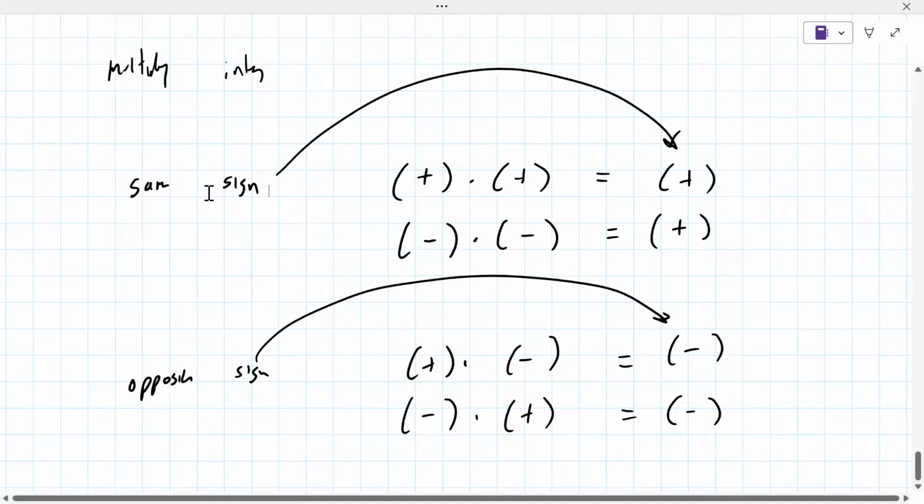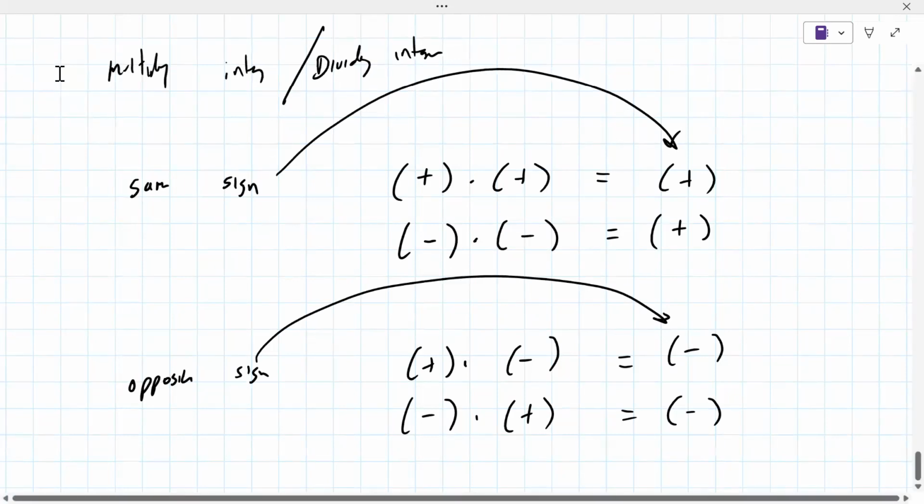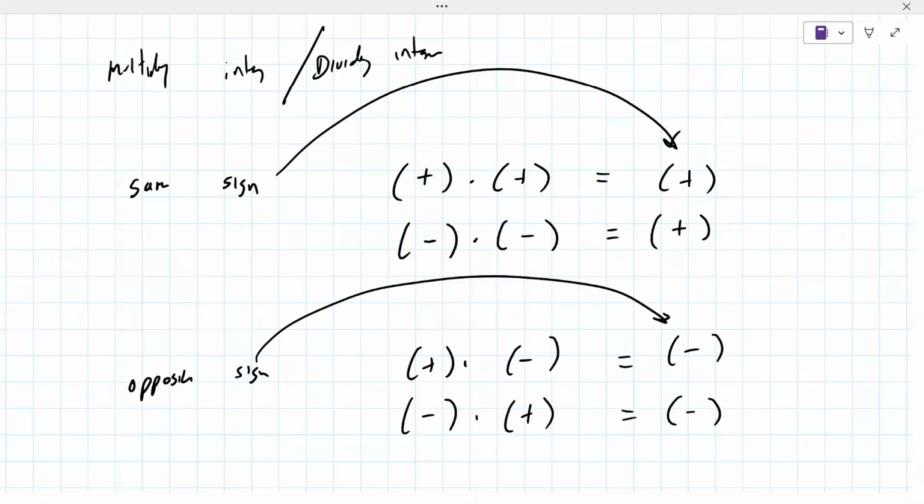Now this is for multiplication, but it is also true for division. So it's not just multiplying integers, it's also dividing integers. You get the same result here. So if they're same sign, it's positive. If they're opposite in sign, the answer is negative. Okay, so let me do 3 problems here for you, and then I'll have you do a couple.